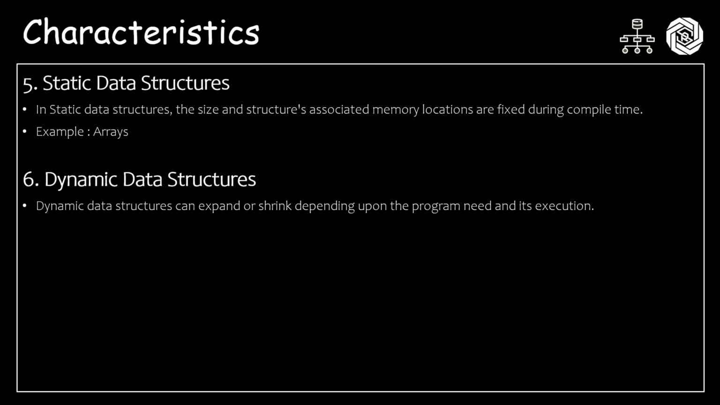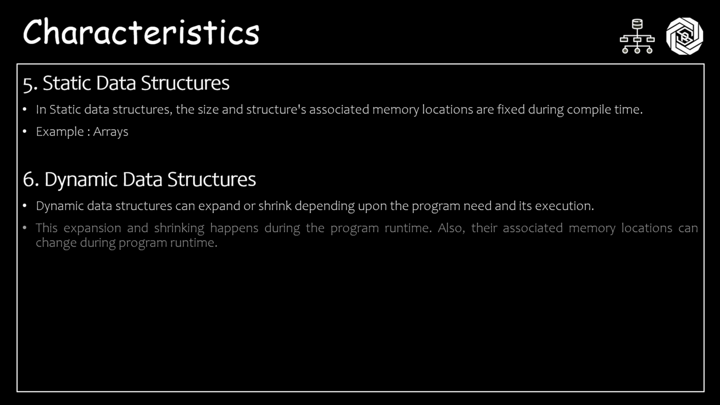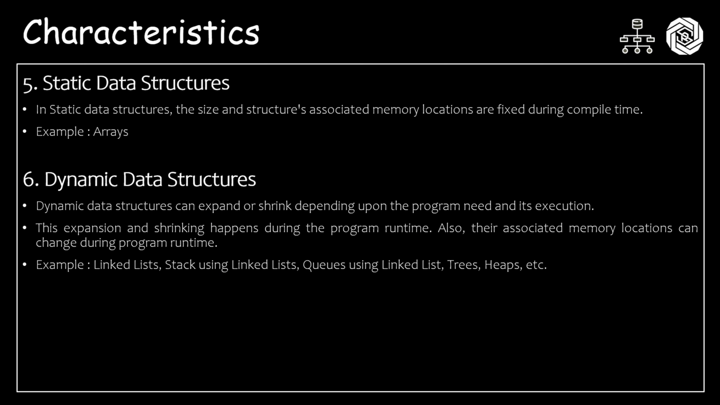Dynamic data structures. Dynamic data structures can expand or shrink depending upon the program need and its execution. This expansion and shrinking happens during the program runtime. Also, their associated memory locations can change during program runtime. Examples: linked lists, stack using linked lists, queues using linked lists, trees, heaps, etc.